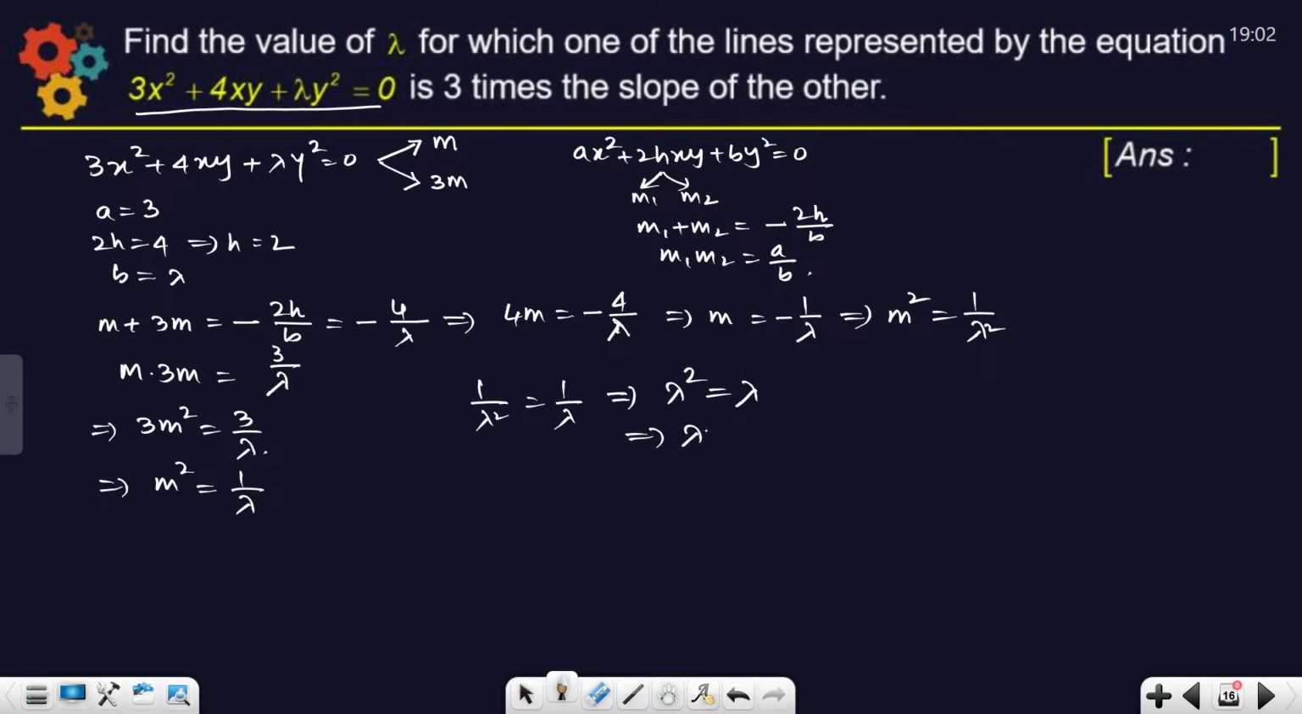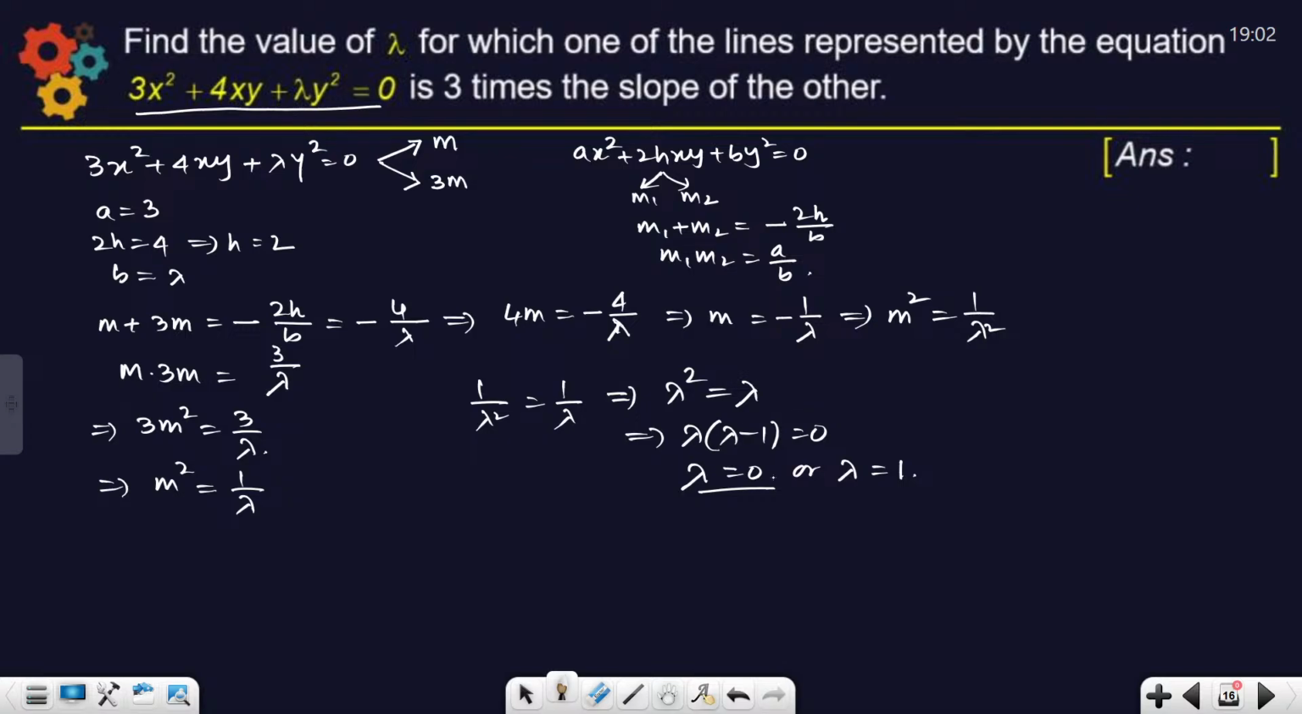So from here we are getting lambda into lambda minus 1 is 0. So either your lambda is 0 or your lambda is 1. Tell me yes or no. Either your lambda is 0 or lambda is 1. But lambda cannot be equal to 0, as if lambda becomes 0, it no more remains a quadratic, homogeneous second degree equation, which will represent a straight line.